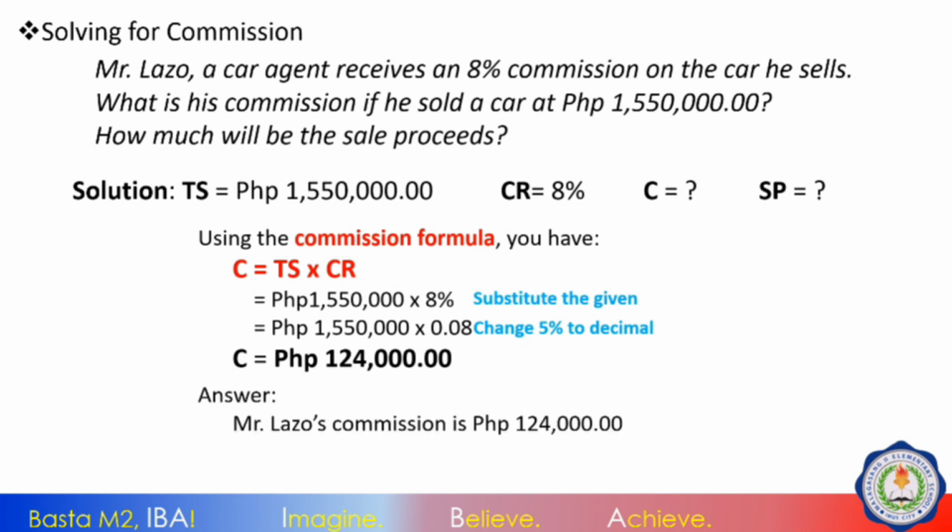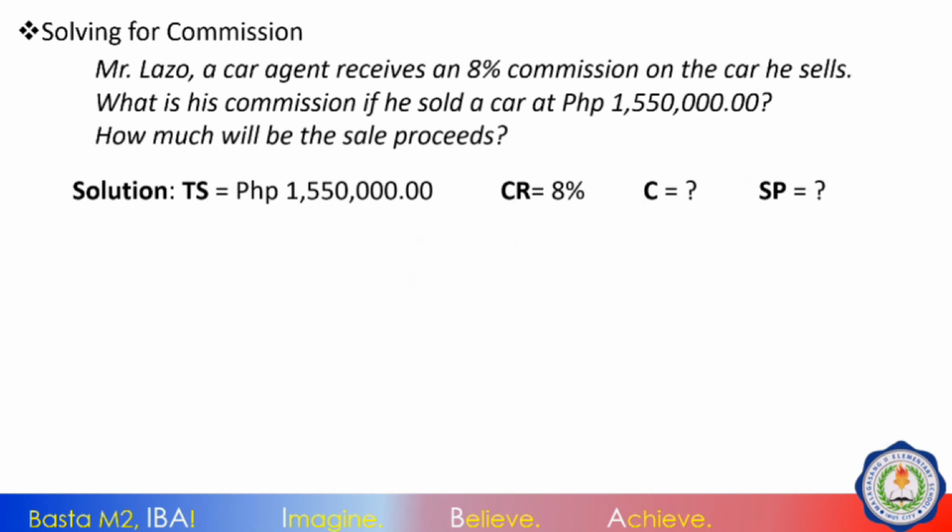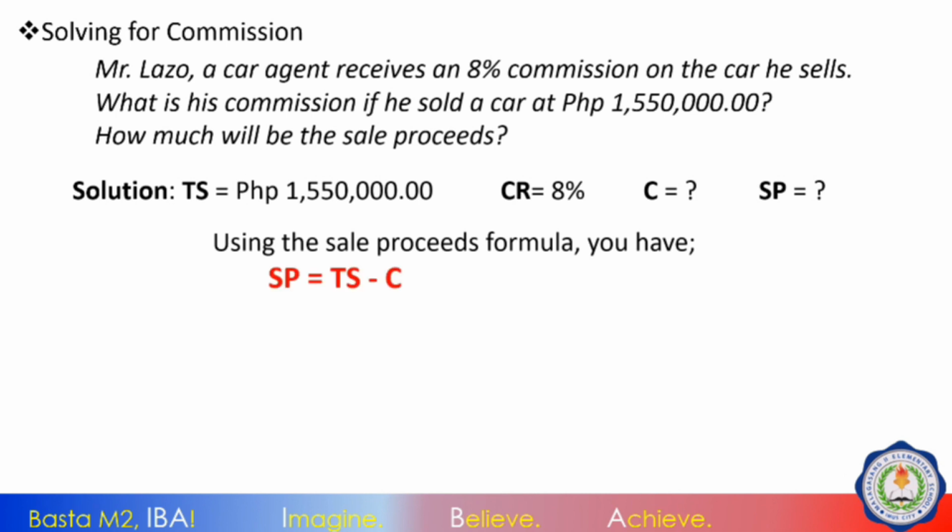Therefore, Mr. Lazo's commission for selling a car that cost 1,550,000 pesos is 124,000 pesos. Using the sale proceeds formula, we have SP is equal to total sale minus commission. Therefore, we need to subtract 124,000 pesos from 1,550,000.